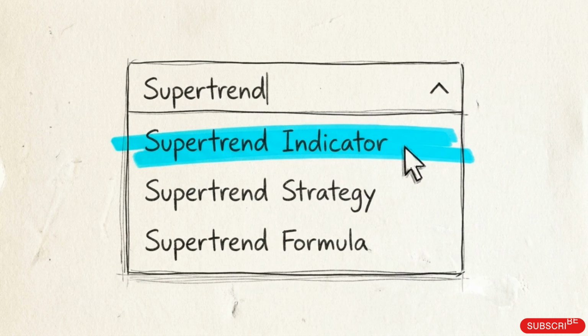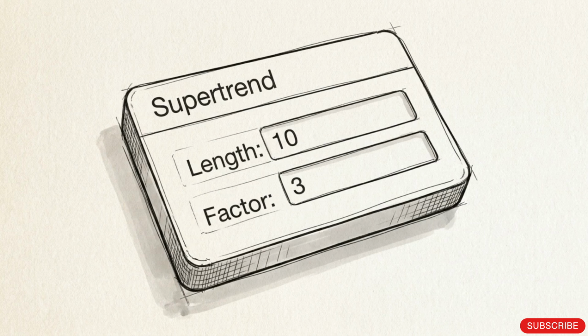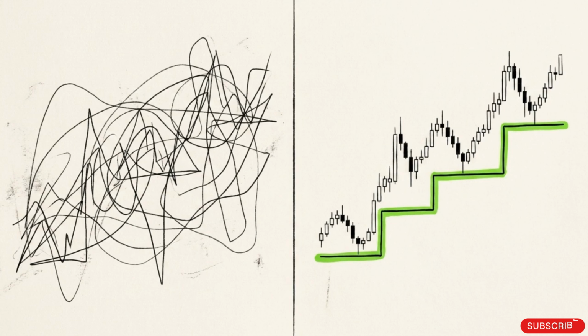Next, open your indicators menu. Type in Supertrend and select it. Before relying on it, verify the default settings. You want the mathematical parameters set to exactly 10 and 3. This tool takes complex price momentum and simplifies it into one clear mathematical line on your chart.